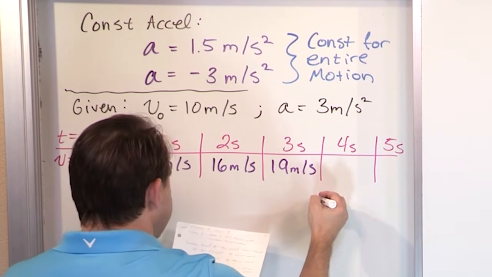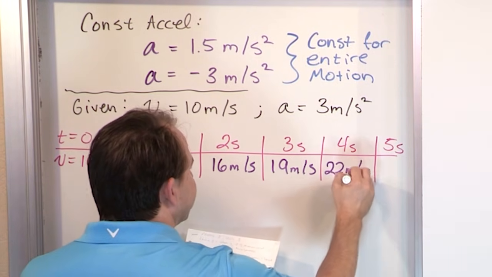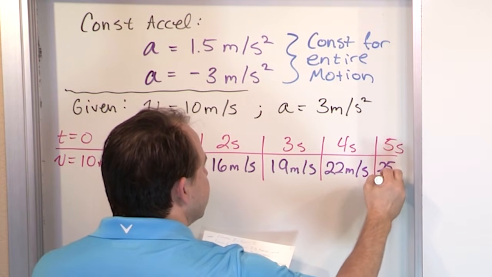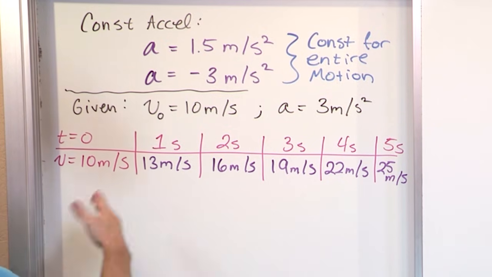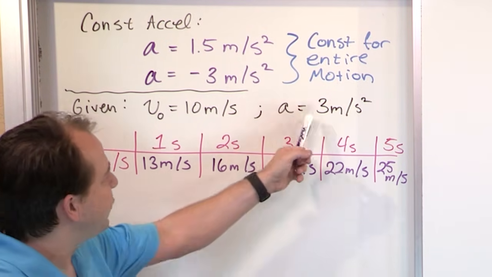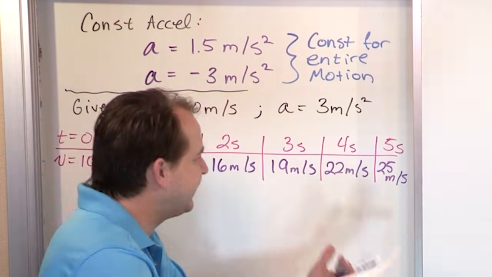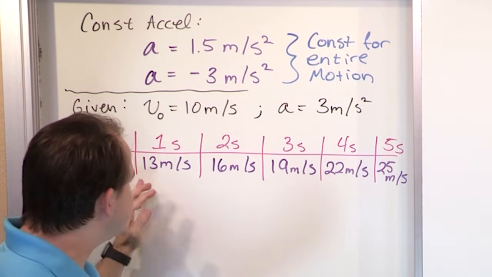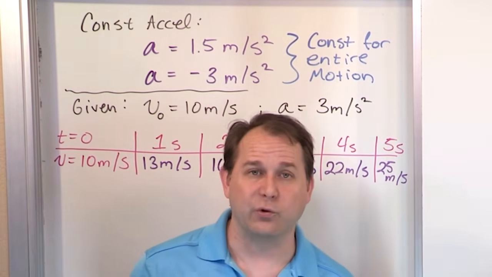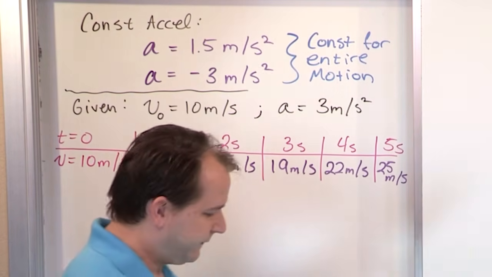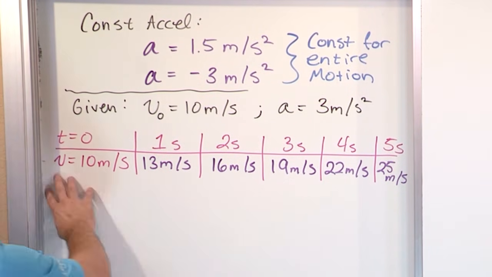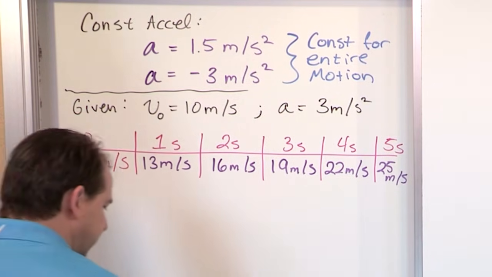Now you can see the pattern. And then it's 22 meters per second, and then it's 25 meters per second. Every second in the future, my velocity is increasing at a known rate. What is that rate? 3 meters per second increase every second. The increase of my velocity never changes. My velocity, of course, changes, but the rate at which my velocity increases never changes. That's what it means. So if we were to plot this data, what would it look like?